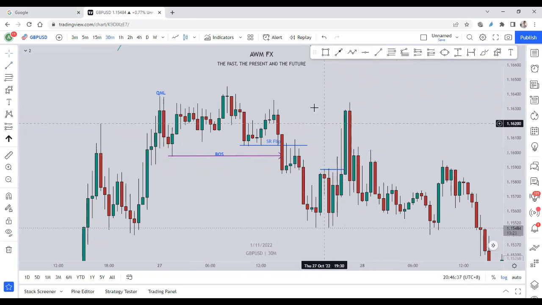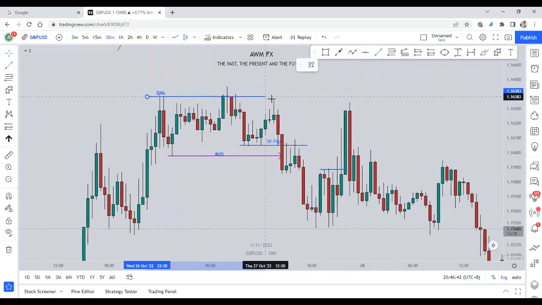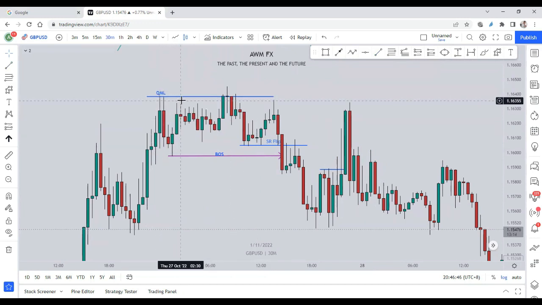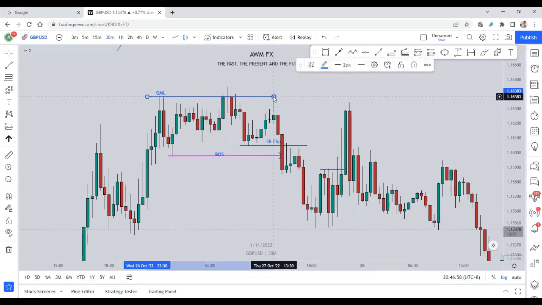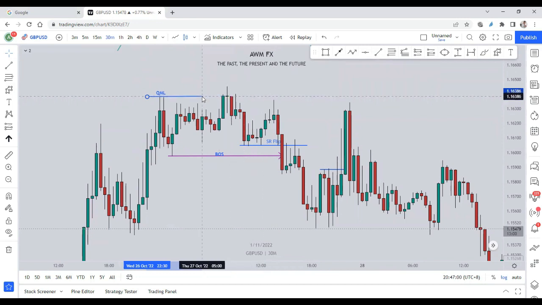Now, important: the QML level is not the ultimate way of trading. This is just an indication telling you that the price is reversing. So in order for you to get the QML level correct, what you should be doing is finding the MPL, maximum pain level. That is where the price rejected a lot, where the price is likely to reverse.